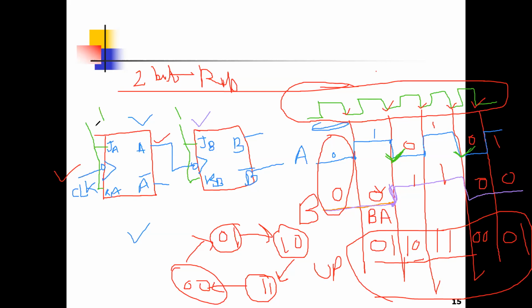Okay. So is this diagram clear or not? Tell me. It's clear, Miss.